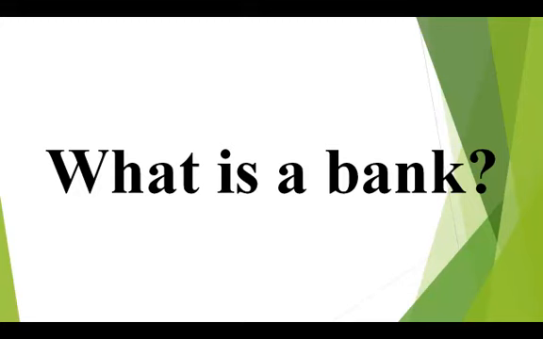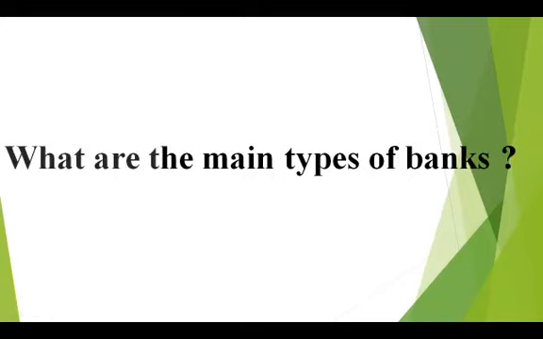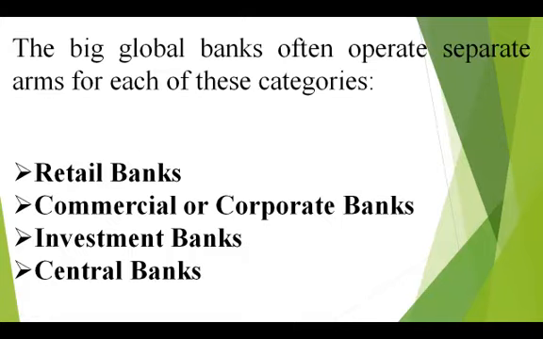What is a bank? A bank is a financial institution that is licensed to accept checking and savings deposits and make loans. What are the main types of banks? The big global banks often operate separate arms for each of these categories: retail banks, commercial or corporate banks, investment banks, and finally central banks.